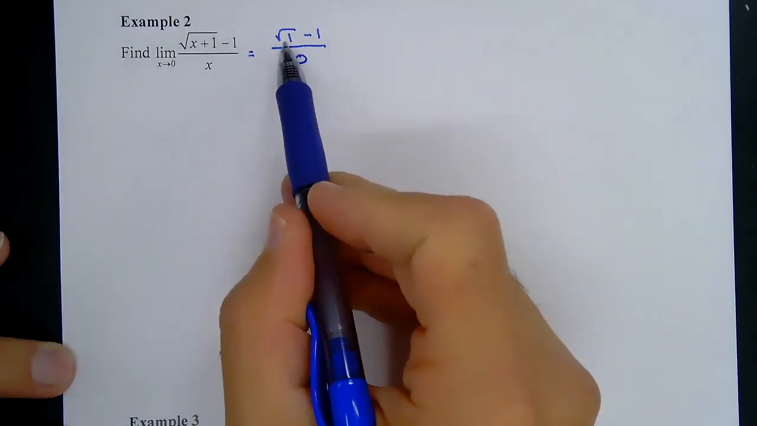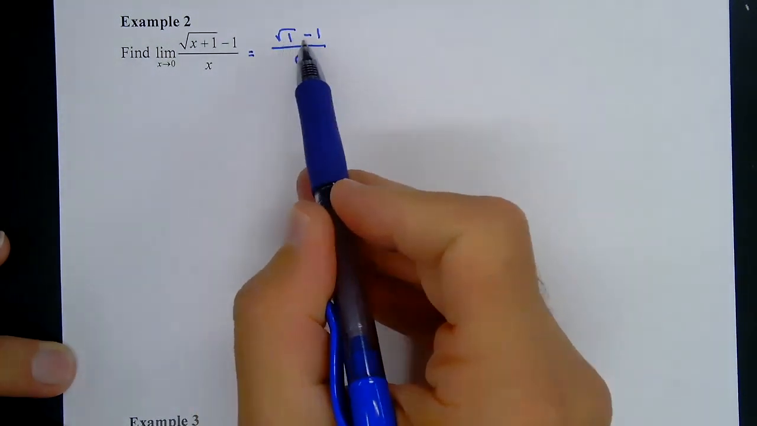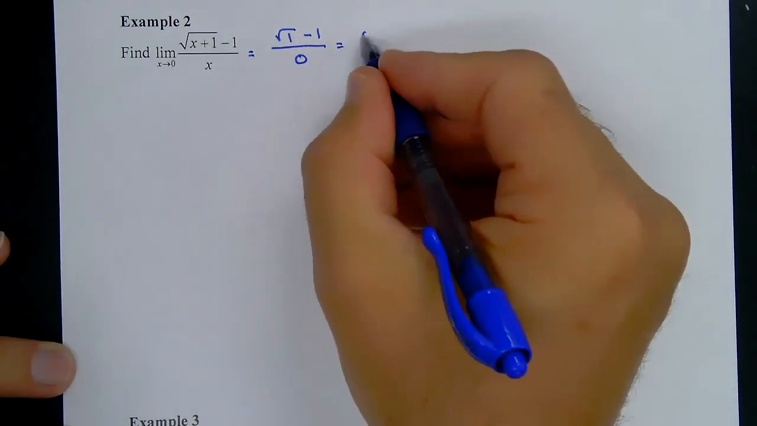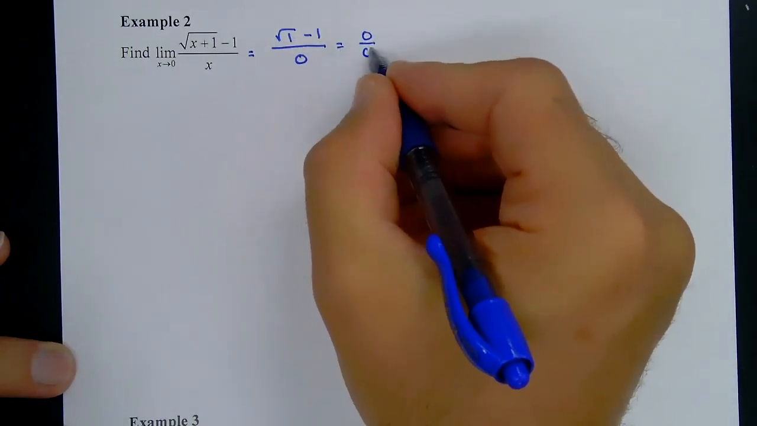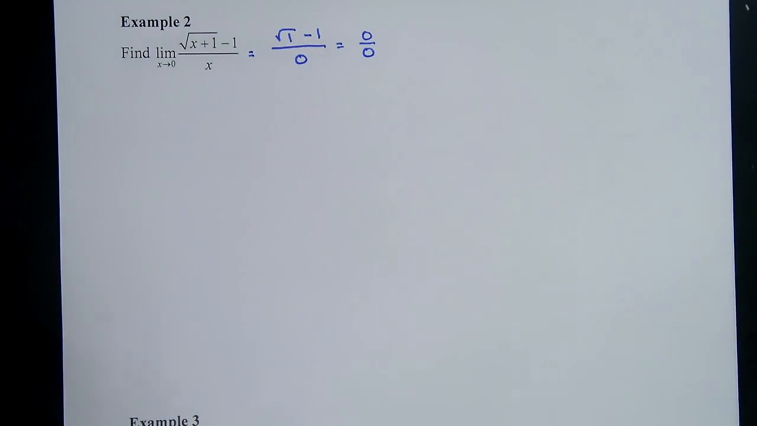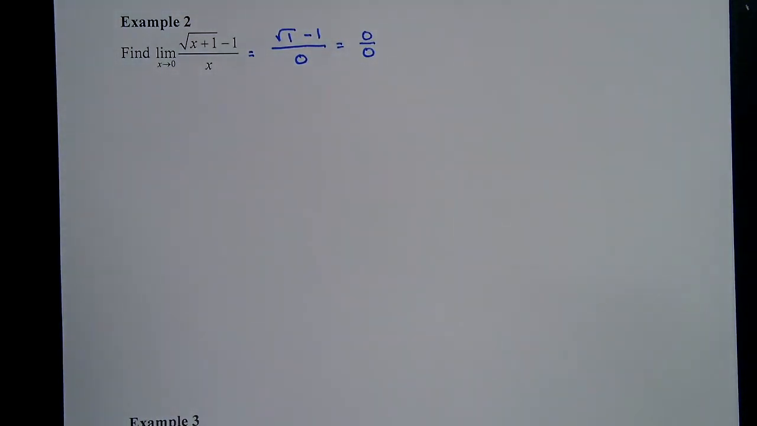And what's the square root of 1? Well, it's 1. So this would be 1 minus 1. So once again, we get 0 over 0, okay? So we've got a problem. This can't happen, all right?